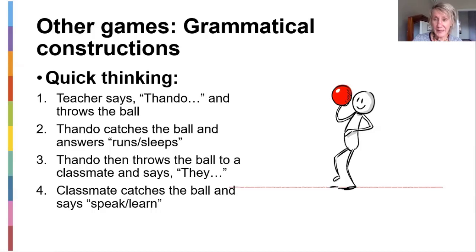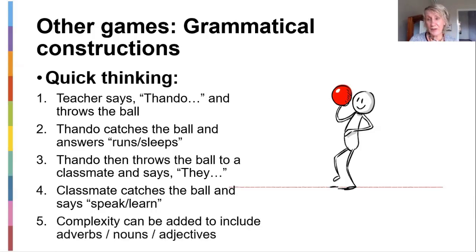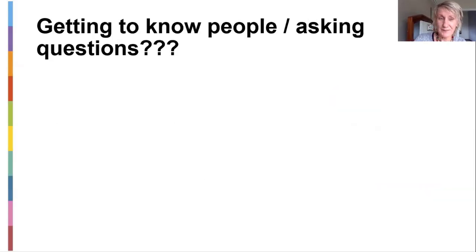So in this way, they can practice use of a noun and the correct concord, verb, agreement, or subject. And they can add complexity where they must add an adverb, a noun, adjective. So as the ball goes around, you could add to that.